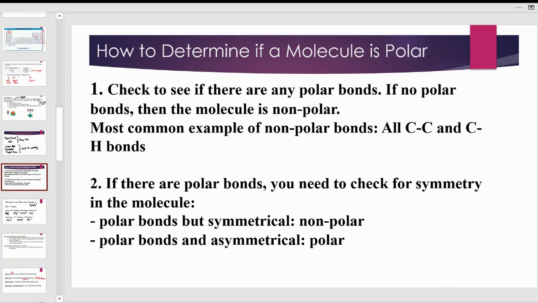If they're not symmetrical, the word for not symmetrical is asymmetrical, then that molecule would be polar. And again, polar means it would have a positive or negative side to it. If it's polar, it's going to have a positive and a negative side. All right.